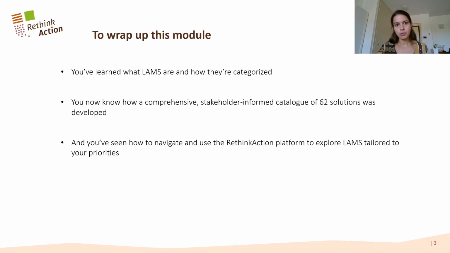So, to wrap up this module, you've learned what LAMS are and how they are categorized. You know how a comprehensive stakeholder-informed catalog of 62 solutions was developed, and you've seen how to navigate and use the RethinkAction platform to explore LAMS that are tailored to your priorities.